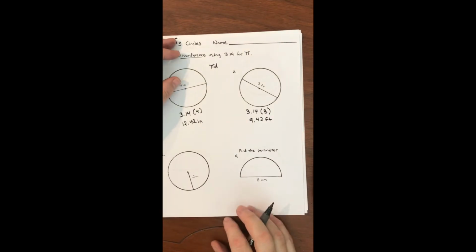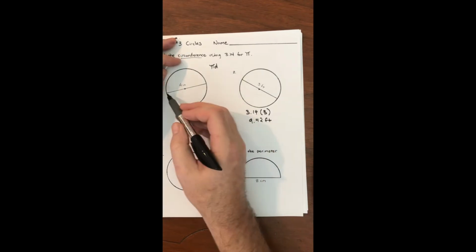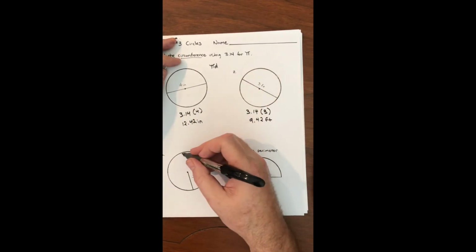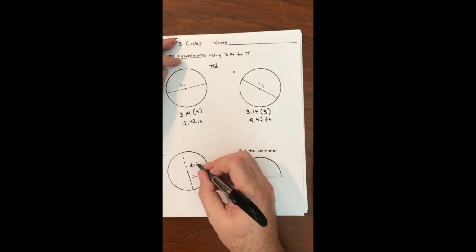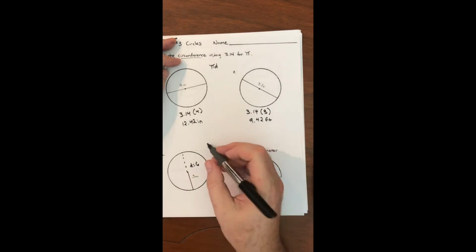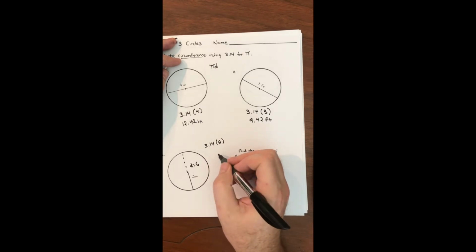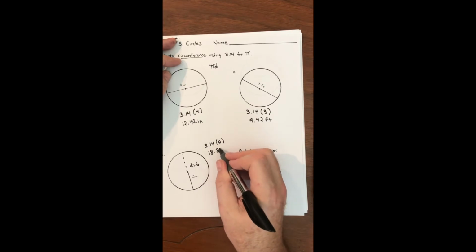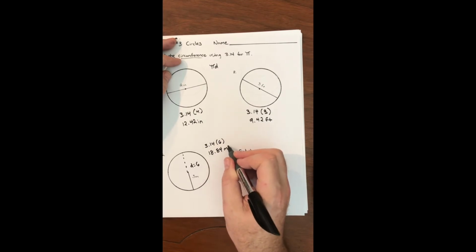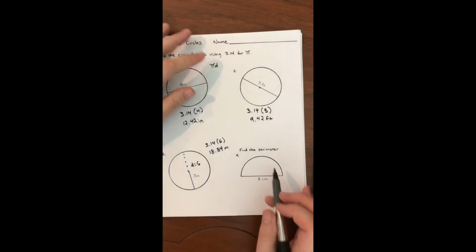I have two things actually. For number 3, I was only given the radius. Halfway across. I need the full distance across, so I need this too. So if the radius is 3, the diameter is 6, right? Double it. So that's 3.14 times 6, which is going to be 18.84 meters.